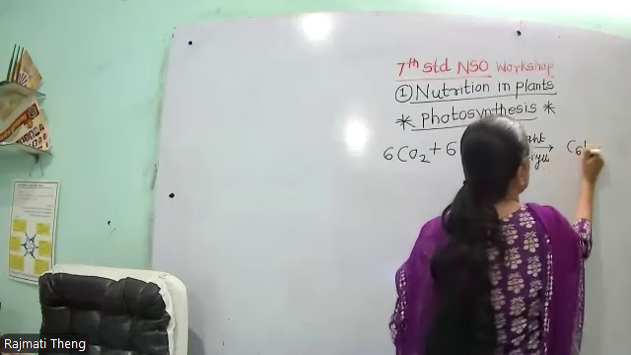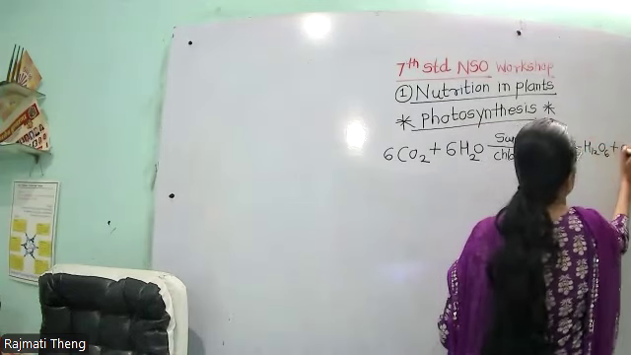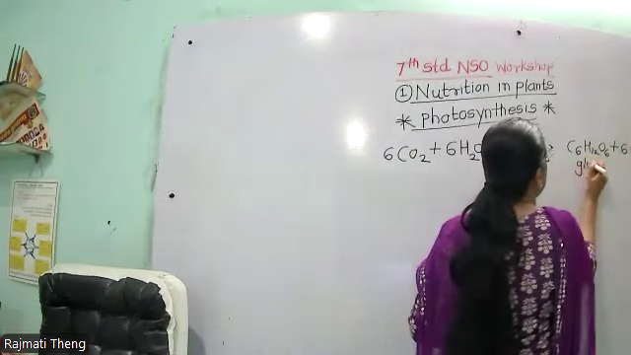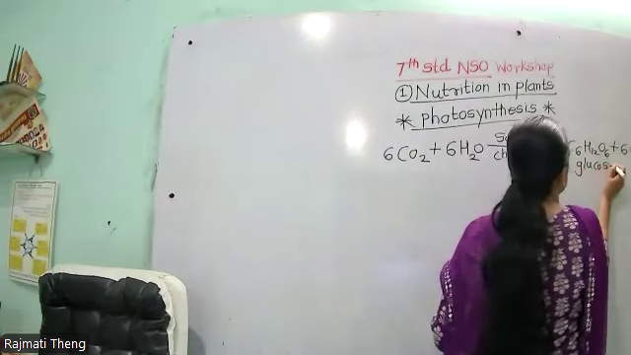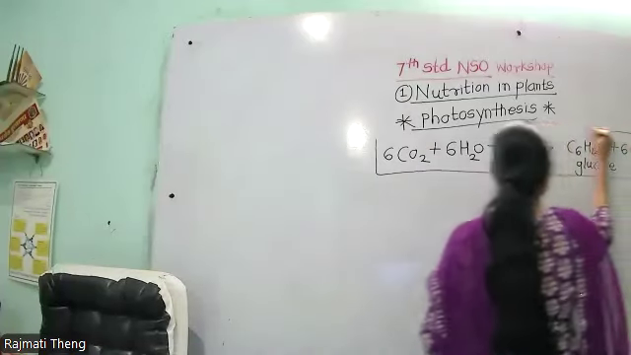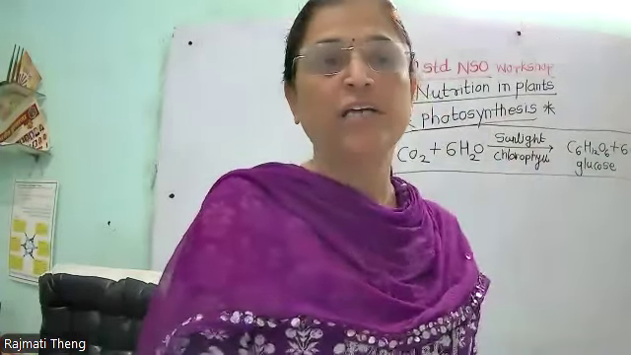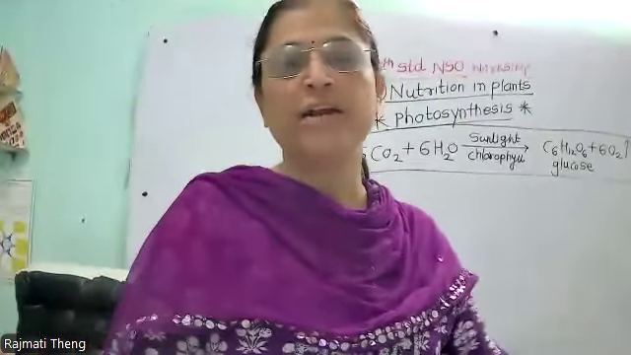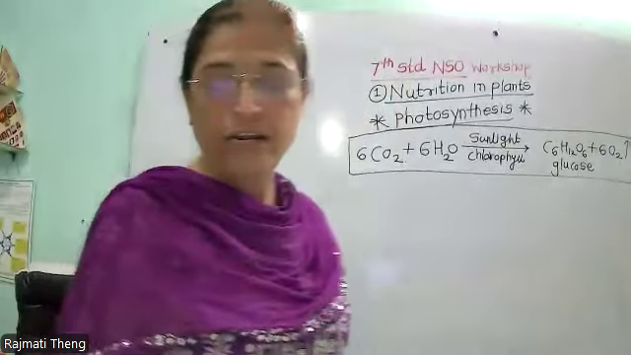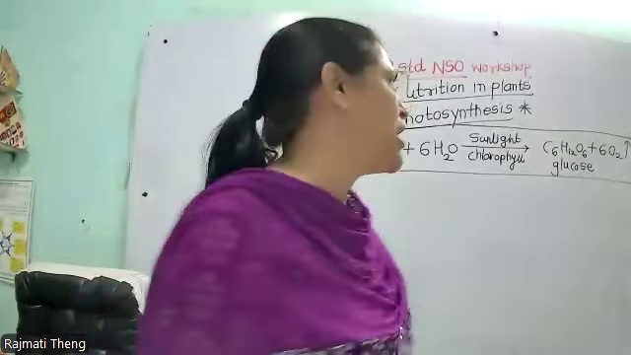using these, green plants make their own food, and that food is glucose, and this is the reaction for photosynthesis. So carbon dioxide, then H2O, then glucose, and in this process oxygen is given out.